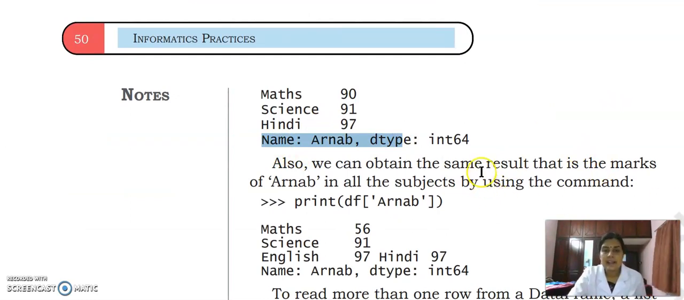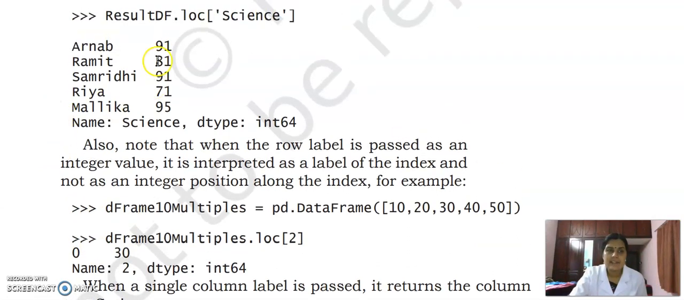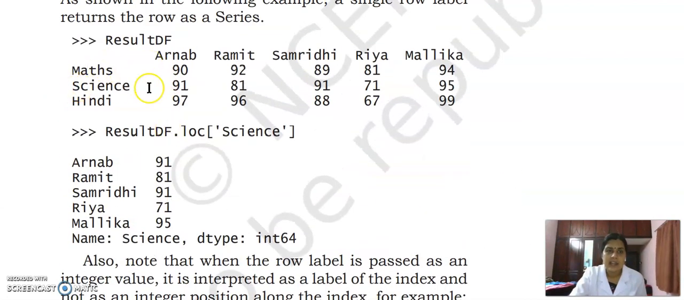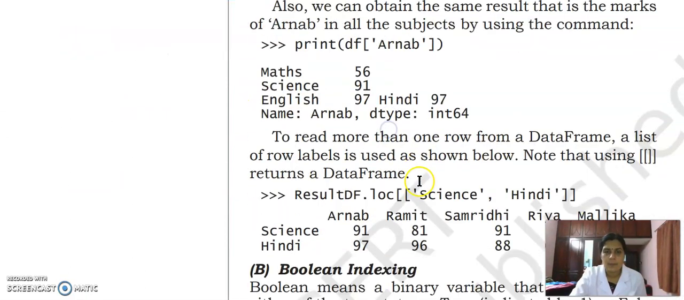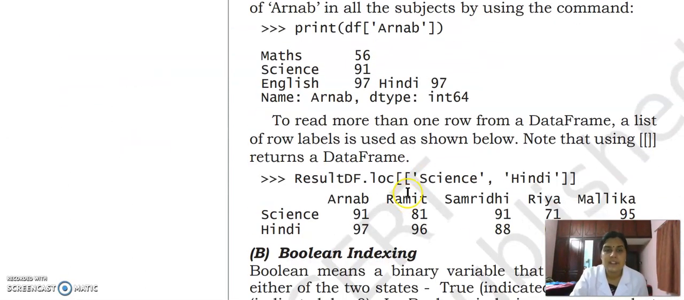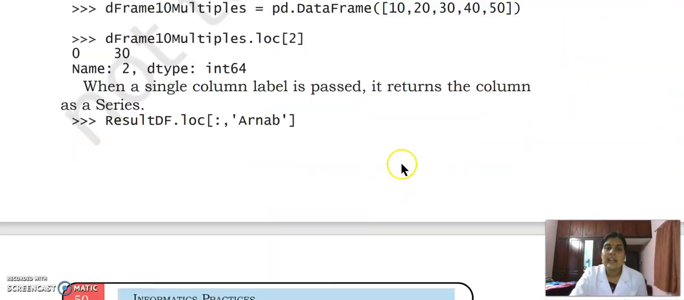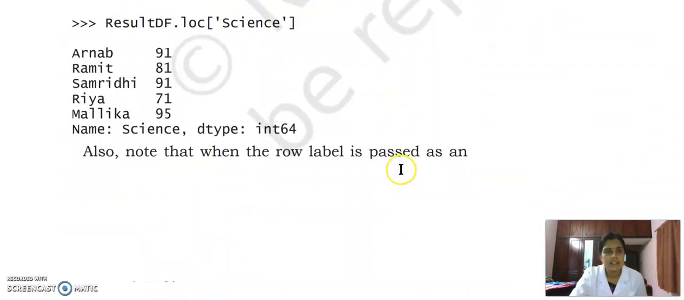So we can obtain the same result, that is the marks of Arnab in all subjects, by using the command. If we want to access all subjects' marks, then we will give print df of Arnab. Then print df of Arnab will give Arnab's marks: maths 90, science 91, Hindi 97, just like the previous output. So we can access all subjects' marks. So this is how label-based indexing is used.